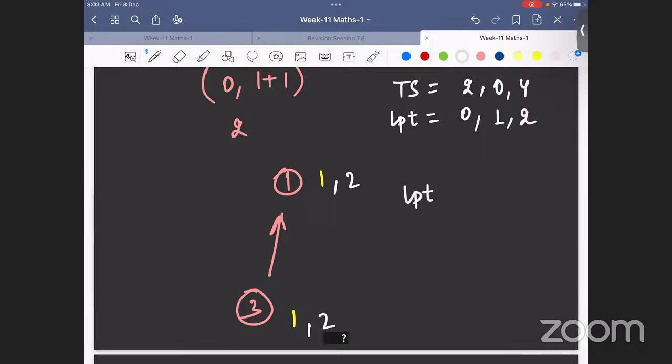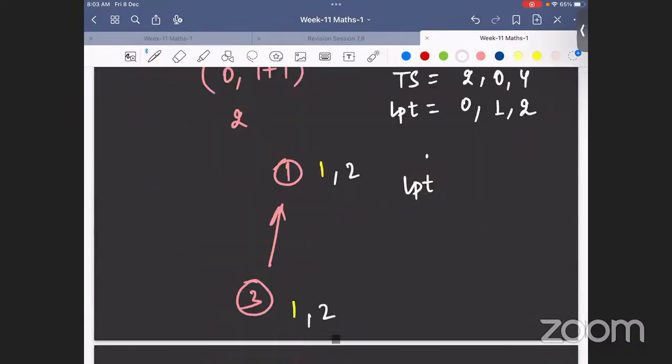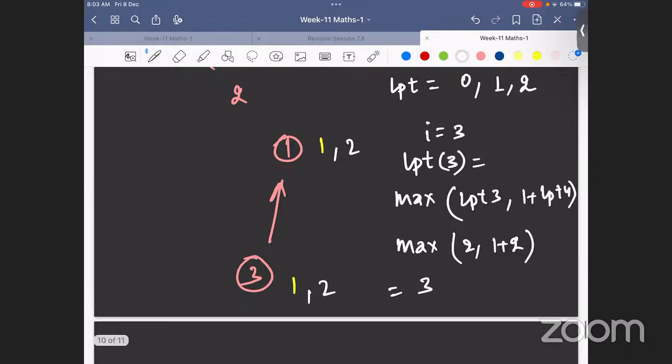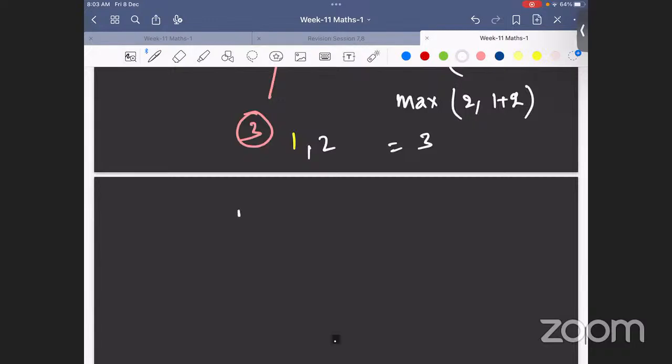So, what was connected with 4? I forgot. Okay, 3 was the only one connected. So you have to update the value of LPT of 3 only. What should be the value? Maximum of LPT of 3, comma, LPT of 4 plus 1, which is maximum of 2, comma, 1 plus 2, which is 3. 3 should be the value, right? So now we are left with 1 and 3.